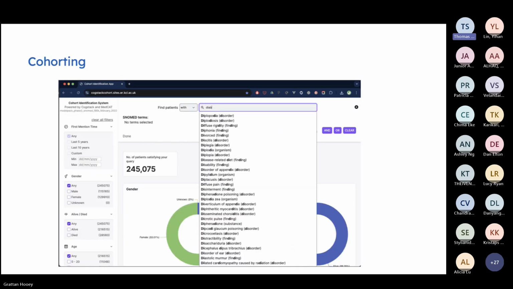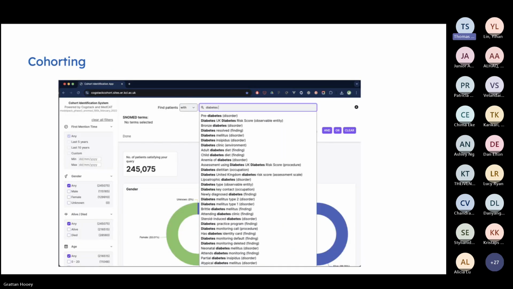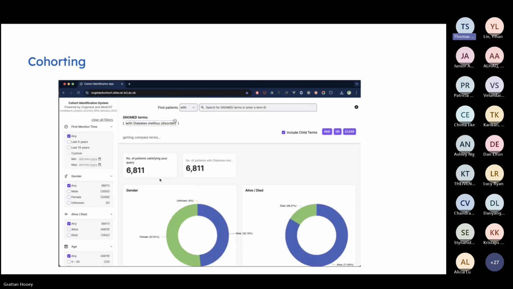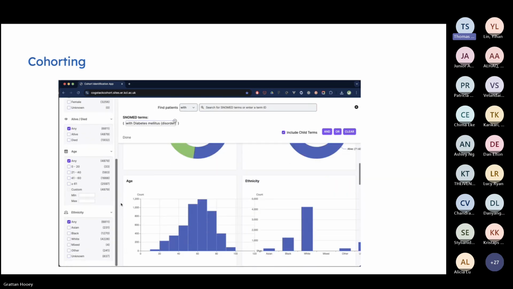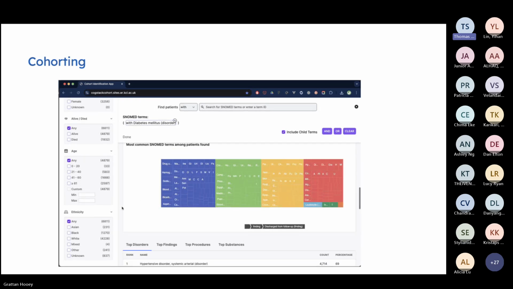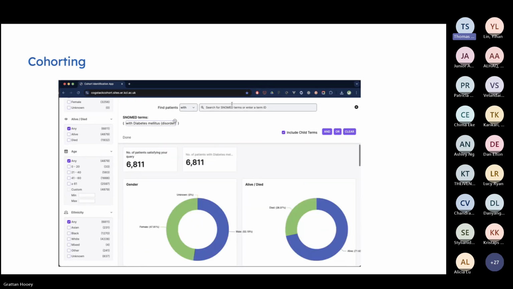We can build a cohorting system. If we want to search for all the patients that have a given diagnosis of diabetes, and all the complications and secondary conditions, so type 1, type 2, and any other complications, diabetic retinopathy, etc., then we can do that because all that structure has been applied on top of that unstructured data.